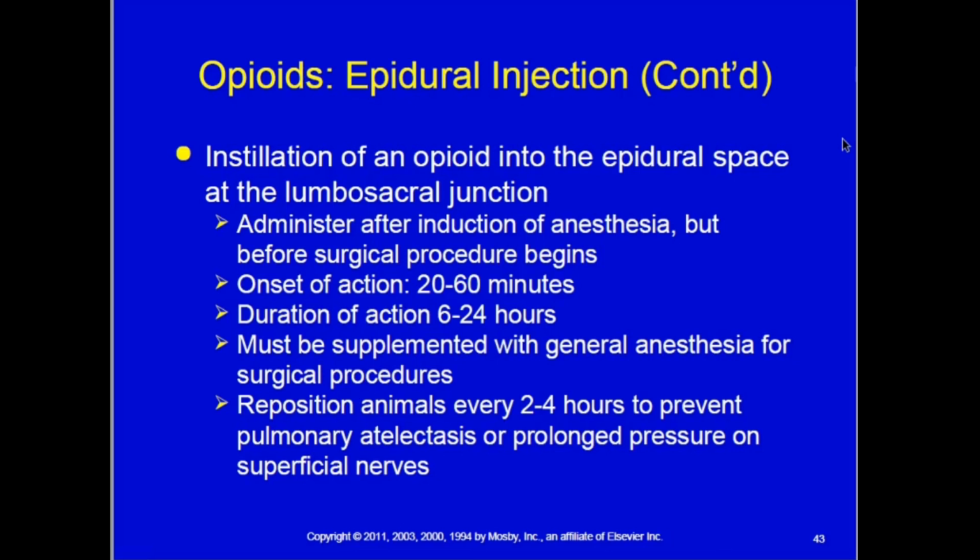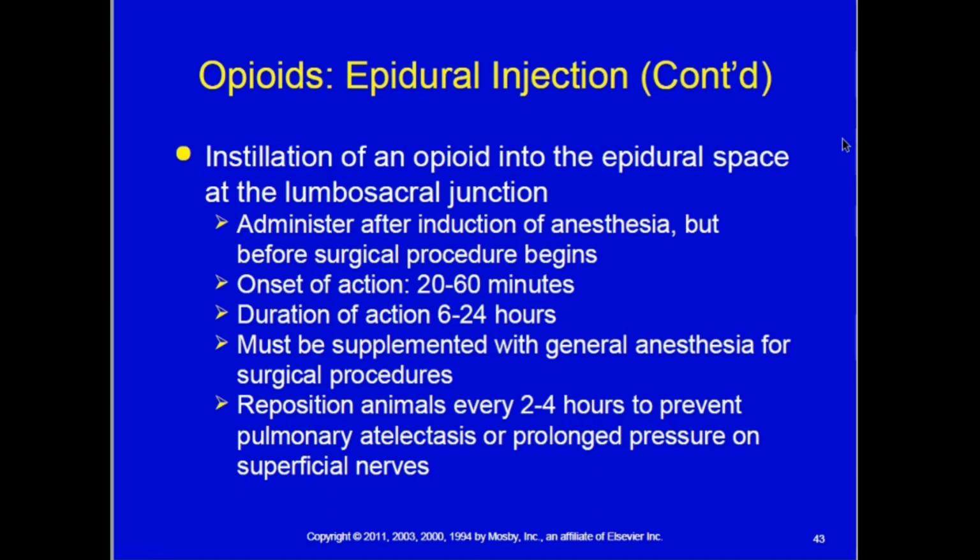Instillation of an opioid into the epidural space at the lumbosacral junction. They are usually administered after induction of anesthesia but before surgical procedure begins. If we are using regional anesthesia, then we are using only this epidural with spinal. If we are giving general anesthesia, then sometimes we put the epidural catheter before induction of anesthesia, but the drug, basically the opioids, we wish to give before the surgical incision.